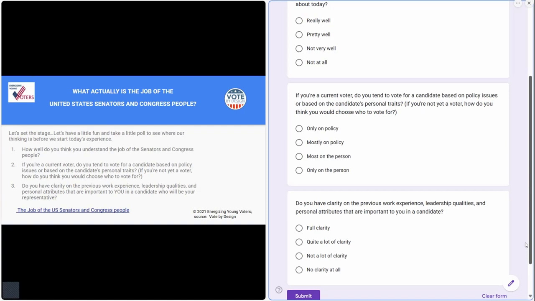And then the last question, do you have clarity on what previous work experiences, what leadership qualities, and what personal qualities are important to you in a candidate? And again, these are the four answers. You can stand up when I call the one that most reflects you. And when you're done, you can hit the submit button.